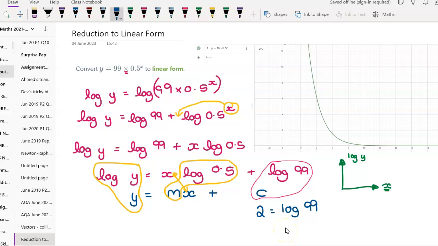Is that true? Hang on a minute. Log 99 equals... Oh, it is. It's 2. Who knew? So our y-intercept is log 99. So in case they ask, our y-intercept, which is approximately equal to 2, and our gradient of our line is log of 0.5.